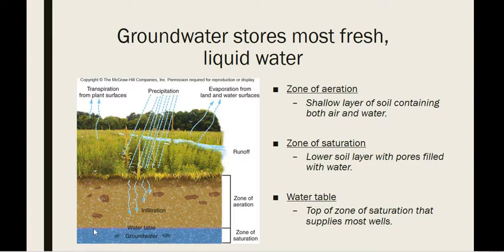Now, this line, this plane in between the zone of aeration and the groundwater is called the water table. The water table is the top portion of the zone of saturation. You have to hit the water table before you can get water out from a well.